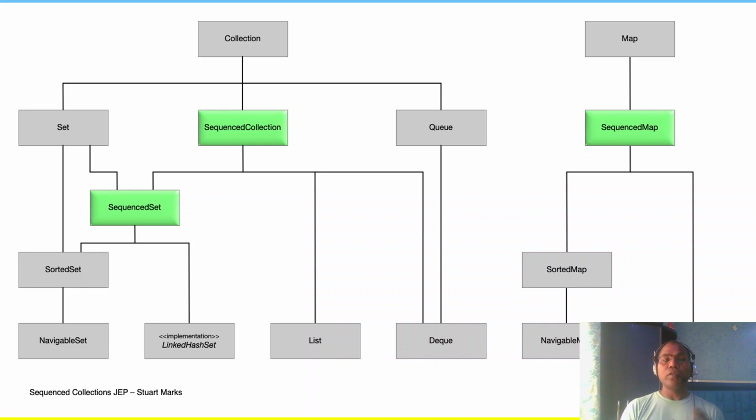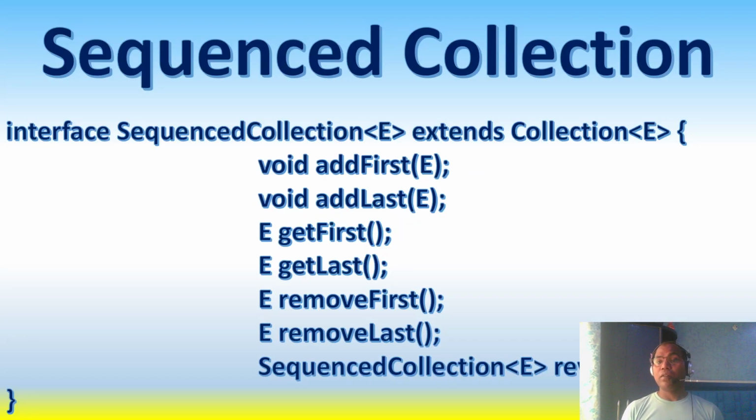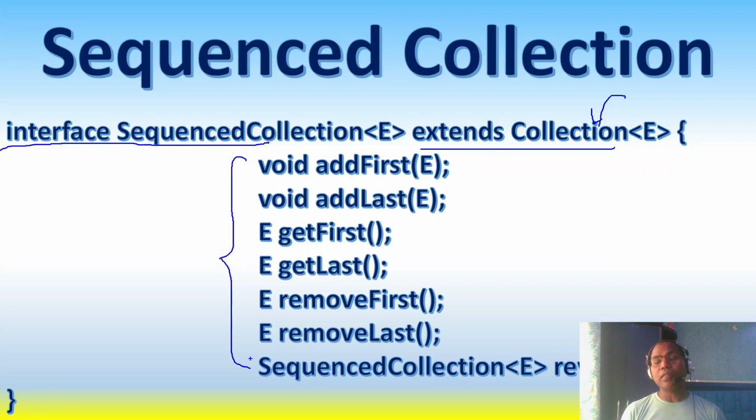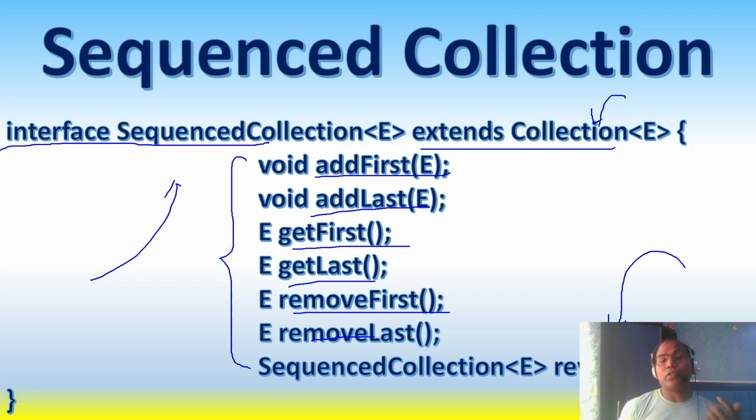So let's look at what kind of methods they define in sequence collection. A sequence collection is just a new interface that is a sub-interface of your collection interface, as the diagram depicts, and these are the new additional methods defined in this sequence interface. That means if I am going to use sequence collection, we get these methods like add first, add last, get last, remove last, and even reversed.